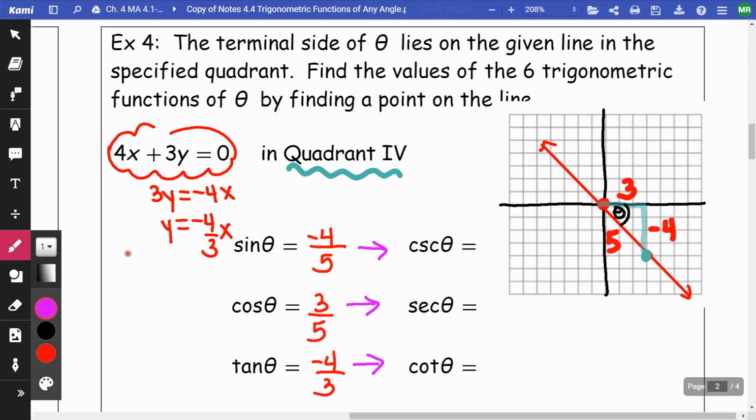So the reciprocal of sine is cosecant. So I'm going to take my negative 4 over 5, and I'm going to flip it. And I get a negative 5 over 4. My cosine's reciprocal is secant. So I'm going to take 3/5 and make it into 5/3. My tangent and cotangent are reciprocals. So I'm going to take negative 4/3 and make it into negative 3/4. And those are our answers.